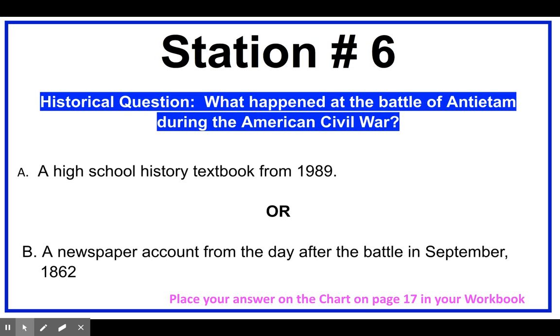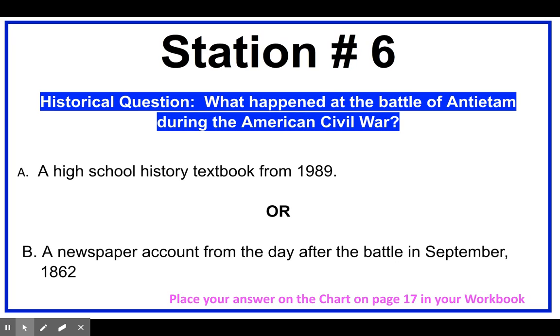Personally, if you want my opinion, I know you didn't ask for it, but you're going to get it anyway. I would use the newspaper article from the next day. Why would I use that? Because it happened the day before, so the news is fresh. There were reporters who were there on the scene the next day. So I would say that that would be more reliable, maybe, than a high school textbook. I told you, I've read textbooks that have errors in them. So I personally would rather use the newspaper account.